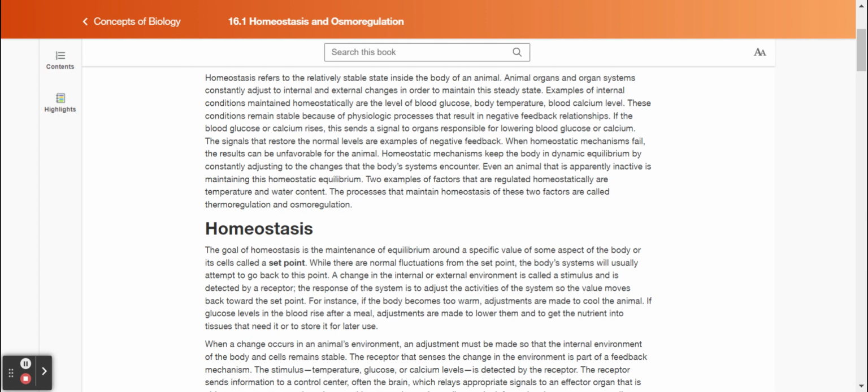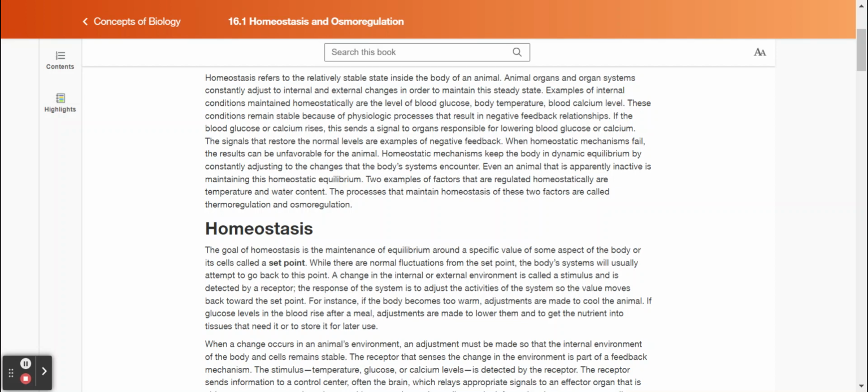If the blood glucose or calcium rises, this sends a signal to organs responsible for lowering blood glucose or calcium. The signals that restore the normal levels are examples of negative feedback. When homeostatic mechanisms fail, the result can be unfavorable for the animal.